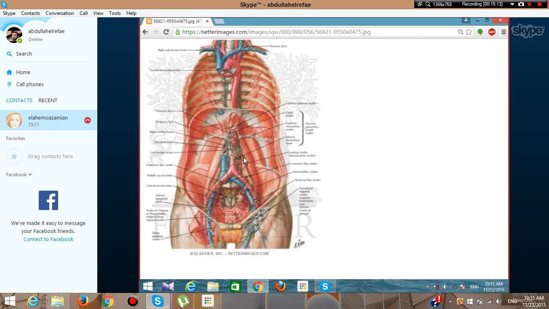These nodes form a trunk which is called the intestinal trunk. Now the two lumbar trunks with the intestinal trunk form the cisterna chyli, and after the cisterna chyli we get a duct which is called the thoracic duct. So you should find the cisterna chyli in the body.